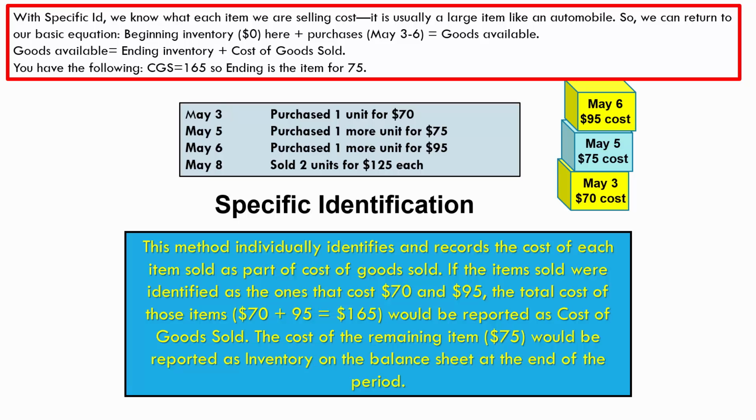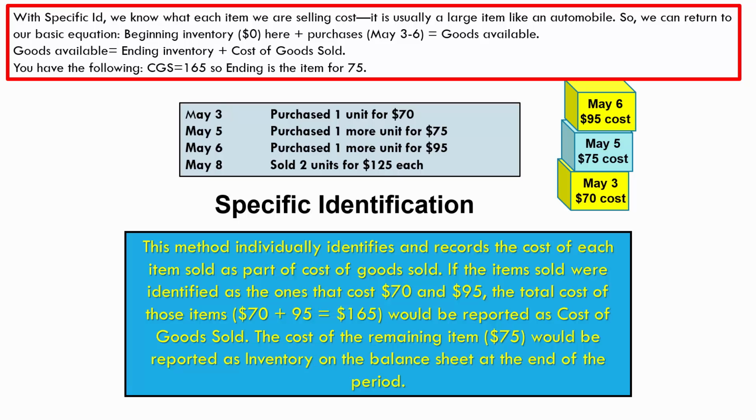Now with specific ID, if you actually know the cost, then it's really not difficult for you to figure out what cost of goods sold is. In this example, we have 1 unit that's purchased for $70 on May 3rd. We have a unit that's purchased for $75 on May 5th. And on May 6th, we have another, and all these are identical units, that is purchased for $95.